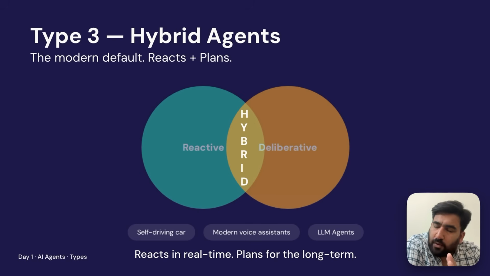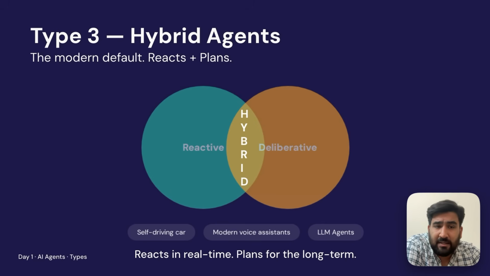Purely deliberative or purely reactive agents are possible, but this is the major space. Look at the Venn diagram on the screen. They take the best of both worlds. They react fast when they need to, and they plan deeply when they have time. Self driving cars are the perfect example.